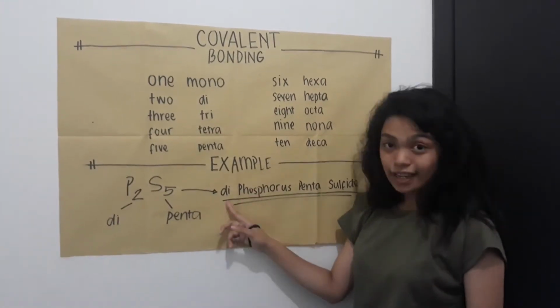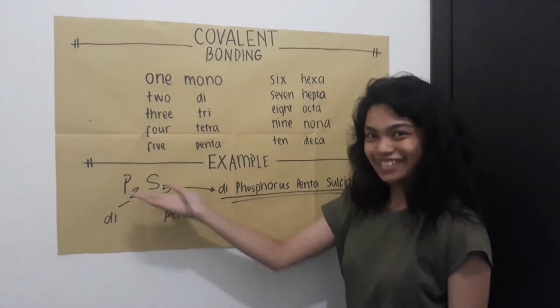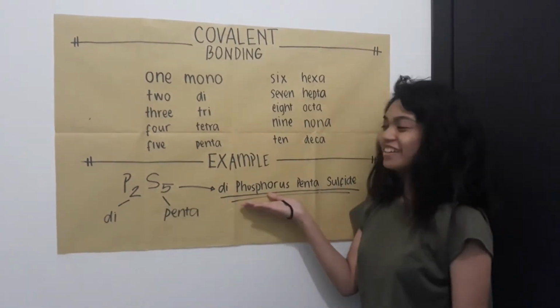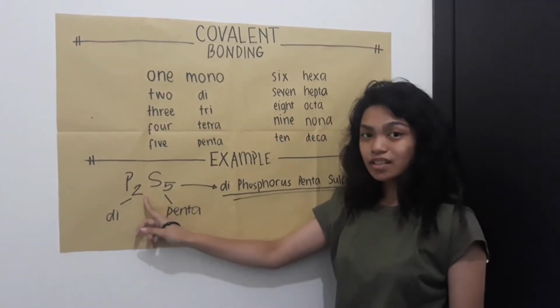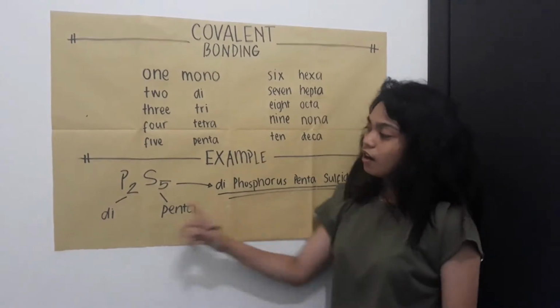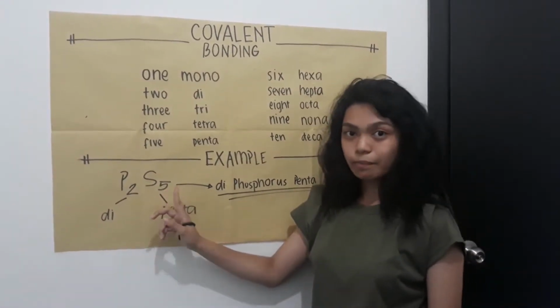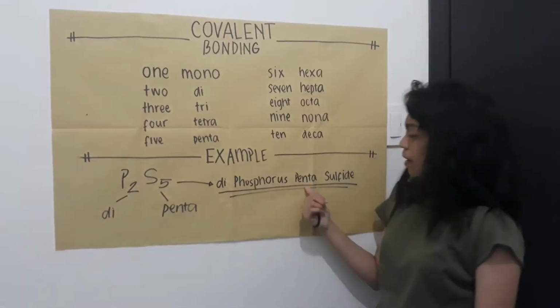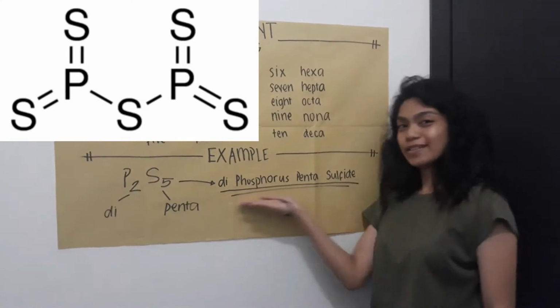You first state the prefix that is seen, and then the element, of course. So, in this example, you can see the 2 as the subscript for the phosphorus, so that goes diphosphorus. For the second element, we have 5, so that becomes penta. So that becomes pentasulfide. So together, diphosphorus pentasulfide.